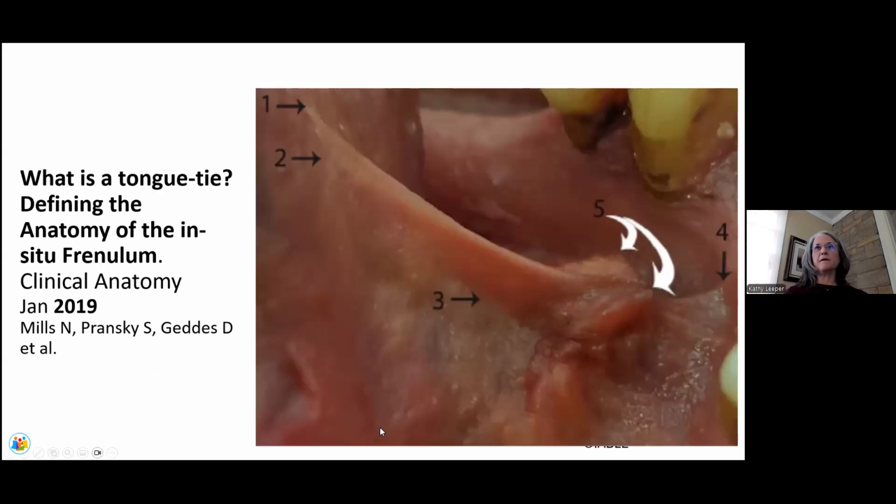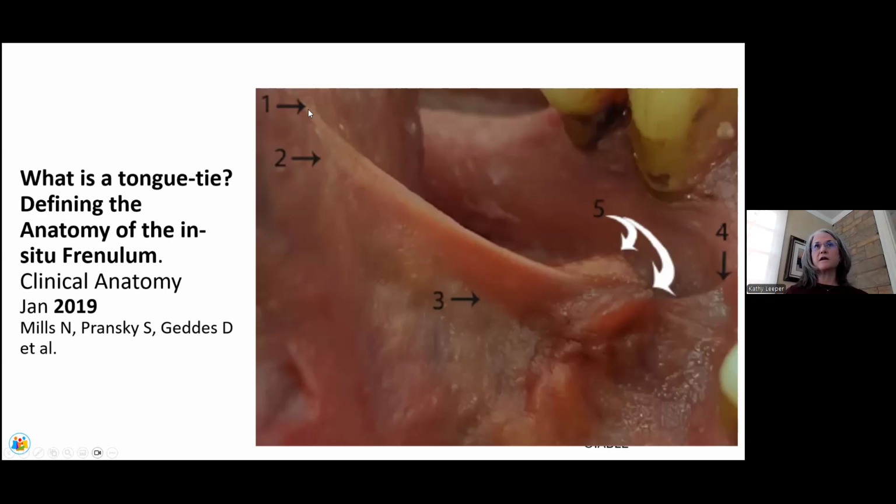What is it made of? Interestingly, no one really looked at this until 2019. We finally have a really nice study where this is a cadaver, and number one is pointing to where the mucosal fold is attaching to the floor of the tongue. So the tongue's here, the jaw and teeth you can see are out here.